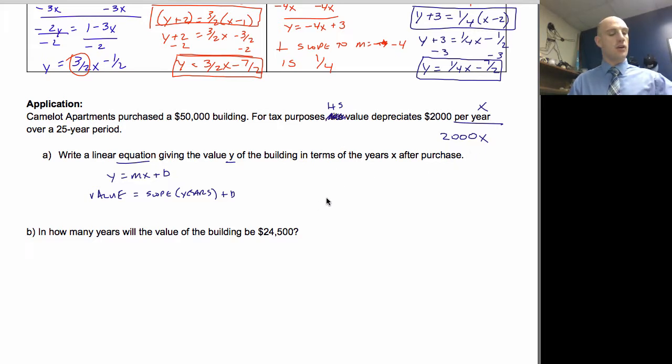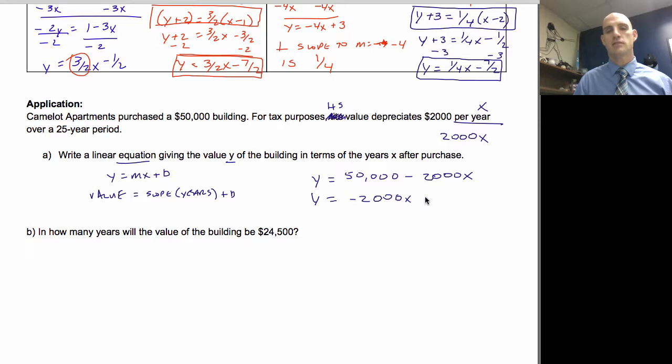Okay, and so I'm taking that away, so my value equals what I started with minus $2,000 for every single year. Okay, $2,000 for every single year. And so if I rewrote this, y = -2,000x + 50,000. Okay, that would be slope-intercept form. So if you're more comfortable with that, do it like that.